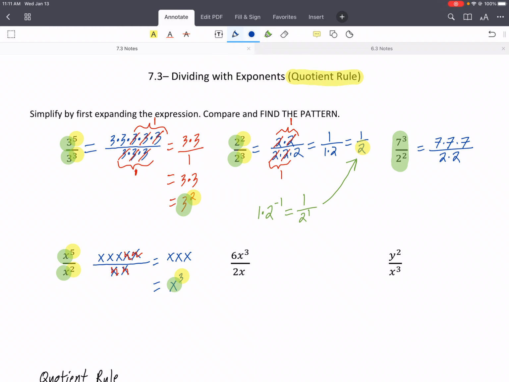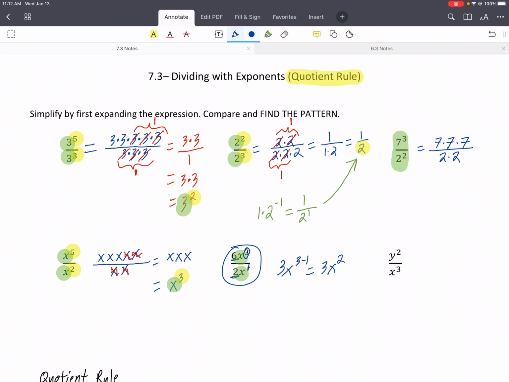Sorry. And so now we look at this one here. Let me circle it, sorry. So we have coefficients of 6 and 2. When we are dividing exponents, we still divide the coefficients. So 6 divided by 2 is going to be 3. And now we have our base of x, so that's going to stay the same. But our exponents are 3 and then 1, so this could be seen as 3x to the 3 minus 1. And 3 minus 1 is 2, so we'd have 3x squared.